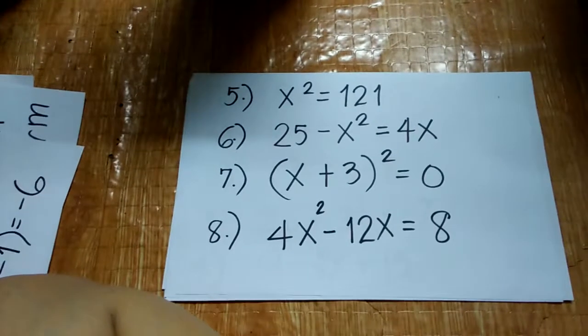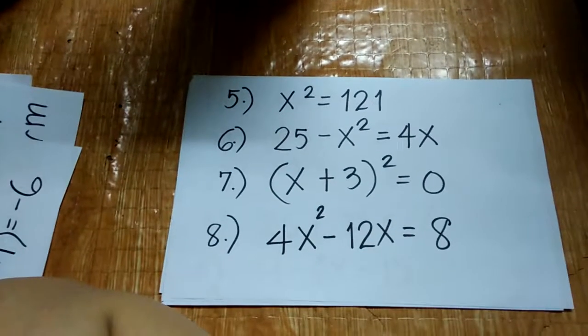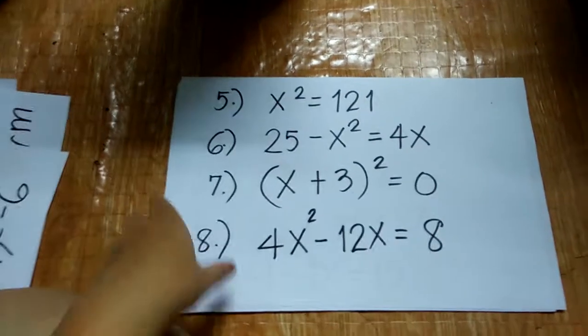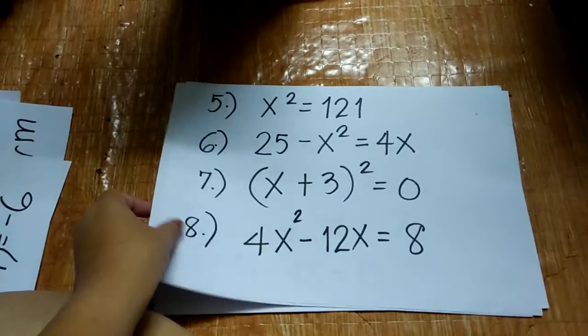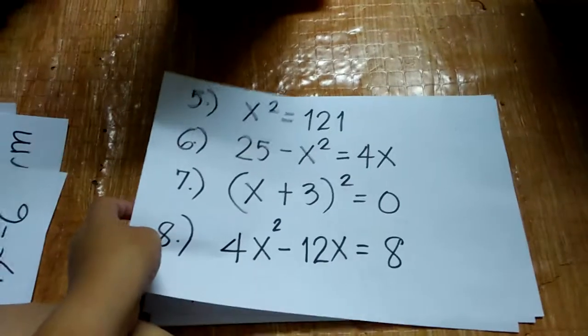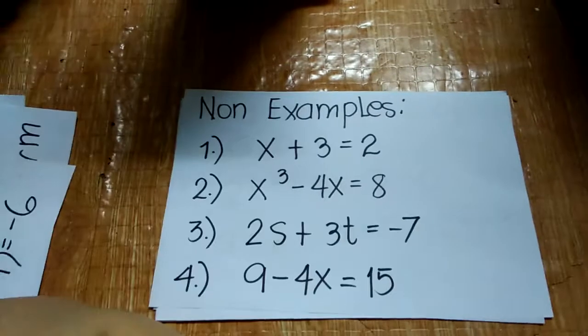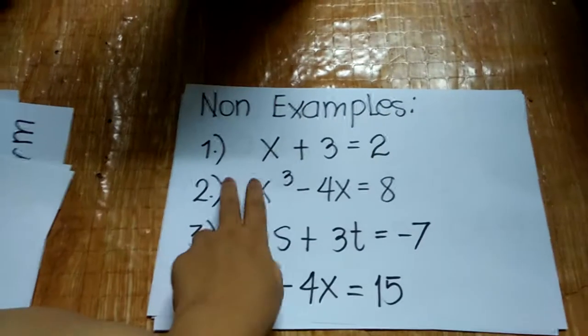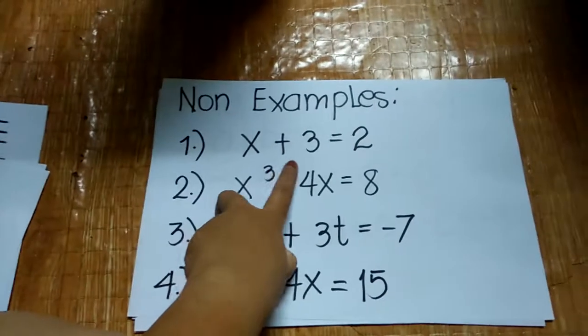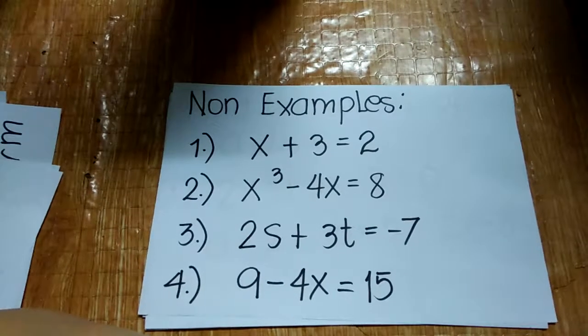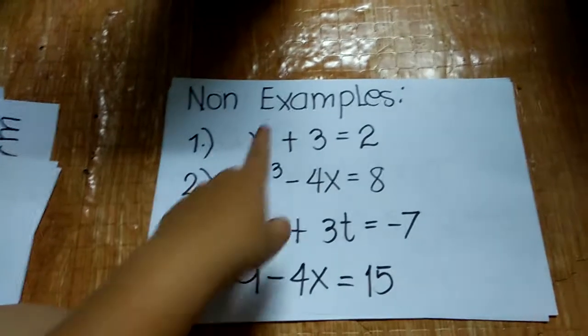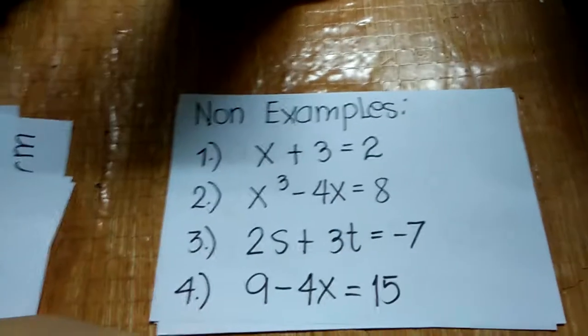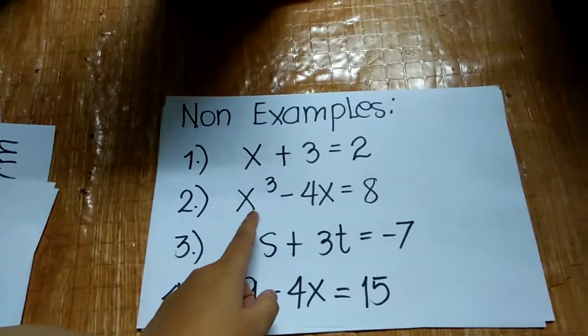Okay, so in other words, again, masasabi natin na quadratic siya, una, kung siya ay equation at ang highest exponent niya is 2. Ngayon, ano yung mga examples ng, or hindi example ng quadratic? Ano yung mga hindi quadratic? So, ito yun. Number 1, we have x plus 3 is equals to 2. O, kitang-kita naman kasi wala siyang squared. So, non-quadratic. Or not quadratic, rather.